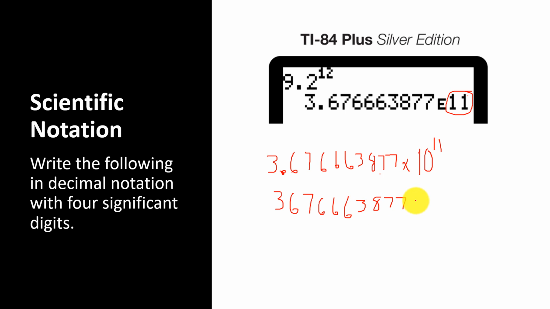But we need 11, so that means we need to add 2 more zeros. And there would be our decimal place. Now you can always double check this by starting at your decimal point and counting this way. You should count 11 places.